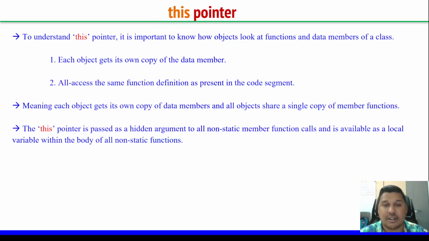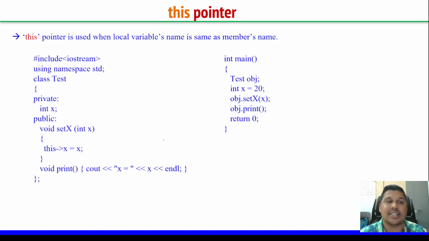To avoid confusion, let's see this example. Please see the usage of this pointer. This pointer is used when a local variable's name is the same as a member's name. Member means a variable of a class. There is a data member in a class, and its name is x. And what is a local variable?